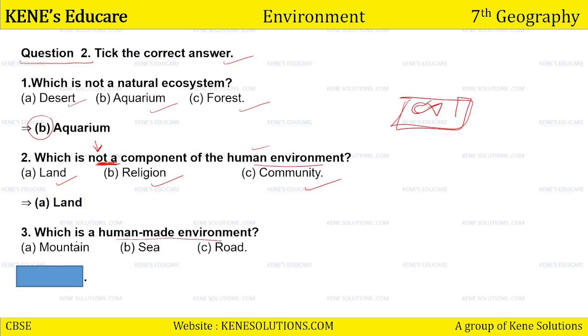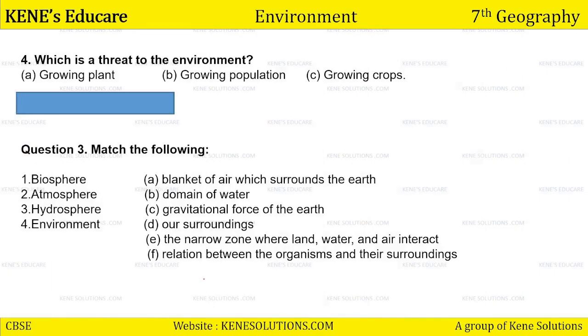Okay. Third part, which is a human made environment? Mountain, sea, and road. Very basic answer, very easy answer. Road. Humans have not made the mountain, humans have not made the sea, but humans have made the roads. So road is a component of human made environment.